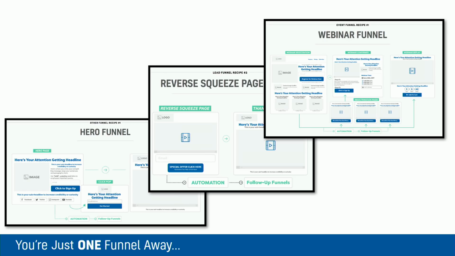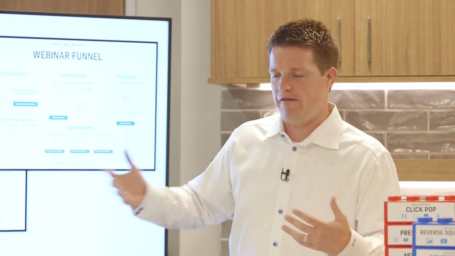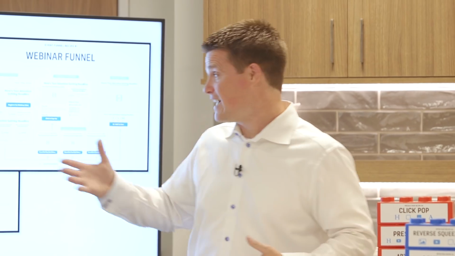Number 2 is I would do a reverse squeeze page. I would look at what services I offer, and what I would do is make a video of me teaching this thing, like, let me tell you about why I do this. I'm a financial advisor. Maybe there's some really cool tax strategy. I would have a video of me talking about the tax strategy.